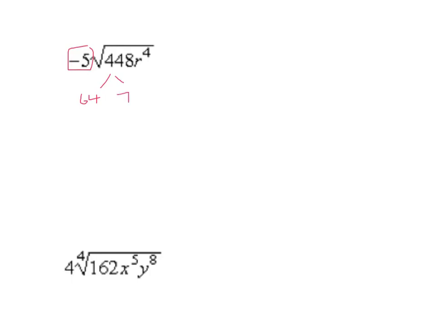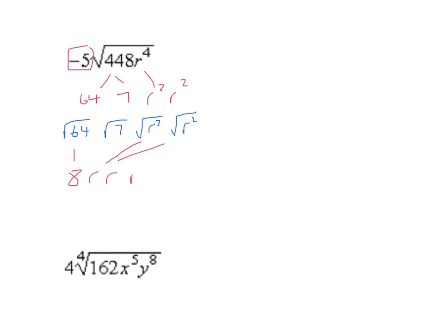seven times. And I'm going to rewrite r to the 4th as r squared times r squared. Now I'm going to write them as square root 64, square root 7, square root r squared, and square root r squared, which gives us 8. It gives us an r and an r, and root 7 stays there. So our final answer would be 8 r squared root 7.